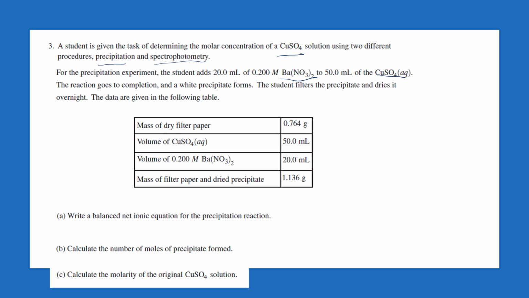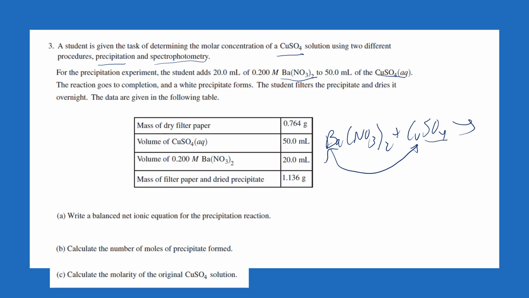Write a balanced ionic equation. So the barium nitrate reacts with the copper 2 sulfate, and the barium and the copper are going to swap because it's a double replacement.